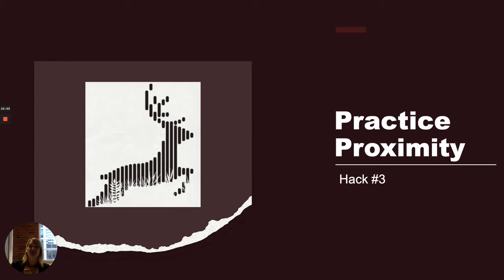So the third hack is called practice proximity, and if anyone's heard of the Gestalt principles, there's one called the principle of proximity, which basically states that objects that are close together are perceived as a group. Looking at shapes, if we look at this picture here on the screen, it's a series of individual rod shapes that are just grouped together to make it look like a deer.